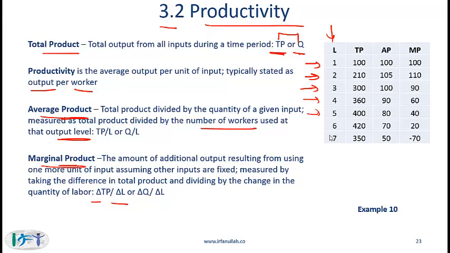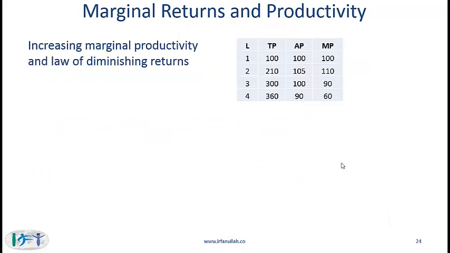What you can now do is example 10, which covers these concepts, but the numbers are a little more complicated. Concept is the same though. Here we look at marginal returns and productivity. Increasing marginal productivity and law of diminishing returns.